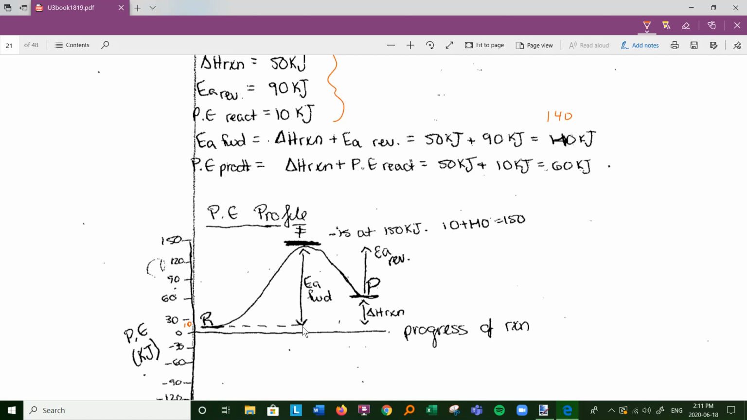Okay, so from the reactants at 10 to the top of the hill, 150, my forward activation energy is 140. The products are sitting at 60, they're going up to 150, so their difference is 90, which makes sense because that was our given EA reverse. So we're all happy. That is the potential energy profile for that value.